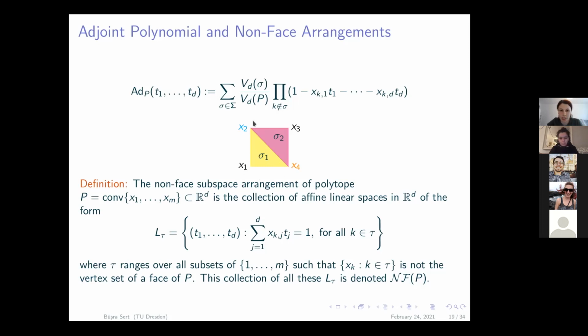So we have a set of vertices. We take subsets of this set of vertices, and we consider those that are actually not faces. How to say? Okay, let's make a small example. So in this polytope, for example, we consider the set of vertices and their subsets.